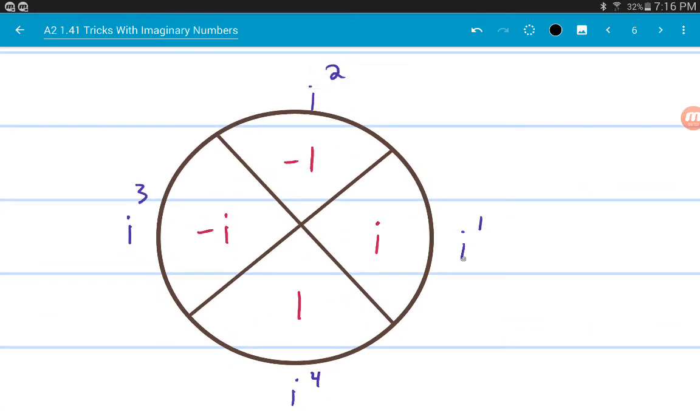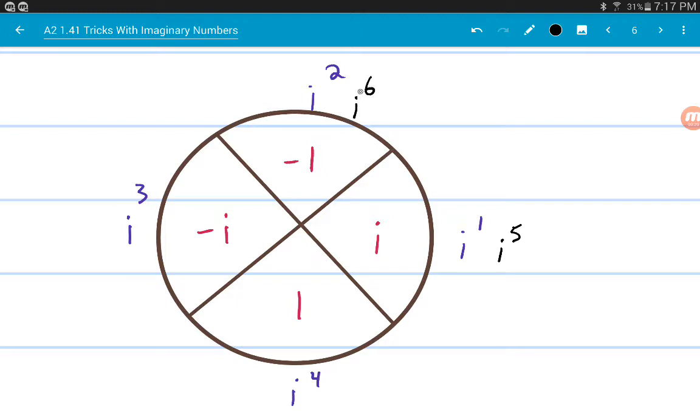So follow my cursor to see what I'm talking about. i to the first is i. i to the second is negative 1. i to the third is negative i. And i to the fourth is 1. Now here's the thing. We can count our way around the outside with all of the powers. So I have i to the first, second, third, fourth. i to the fifth would go right here. i to the fifth is also i.